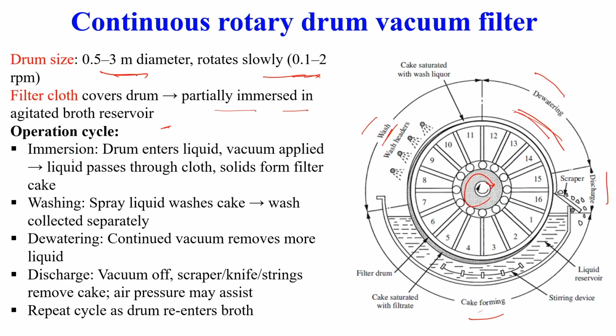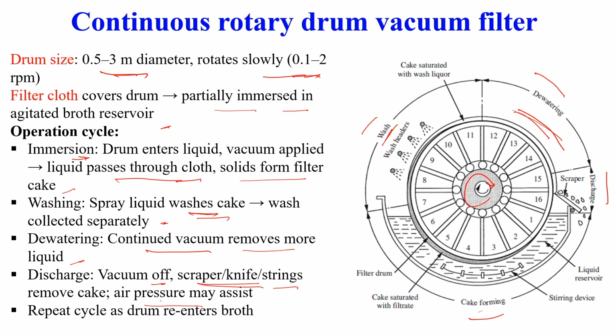So, what are the steps? First is the immersion. The drum enters the liquid and vacuum is applied. Liquid passes through the cloth and solids form filter cake. The next is washing. Spray liquid washes the cake and is collected separately. Then dewatering, where continuous vacuum removes more liquid. Then discharge, vacuum is off and the cake is scraped using a certain arrangement. It may be a knife, it may be a string, it may be a scraper.